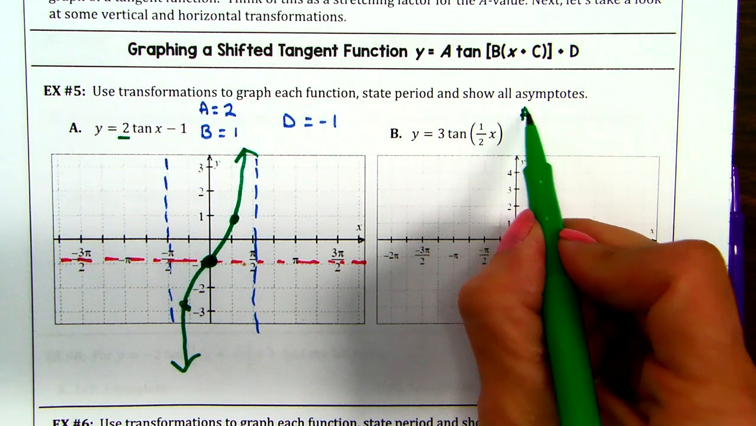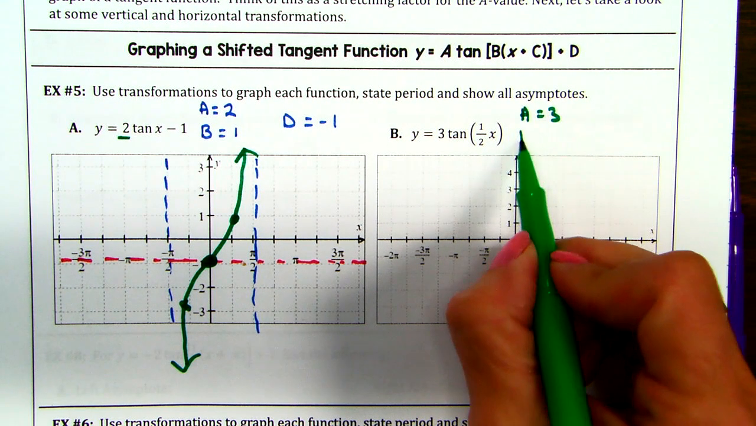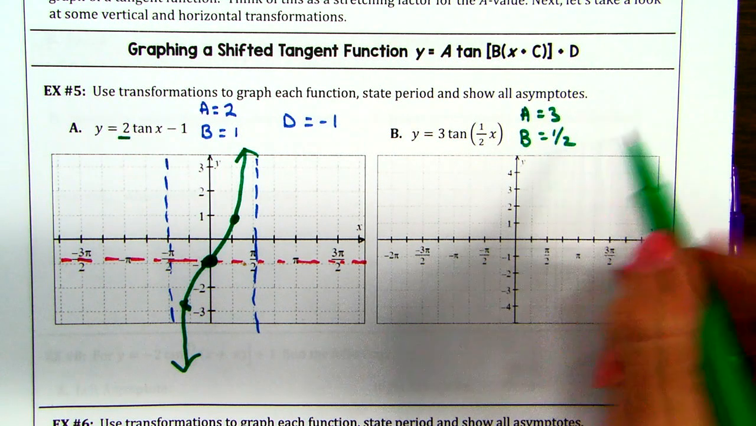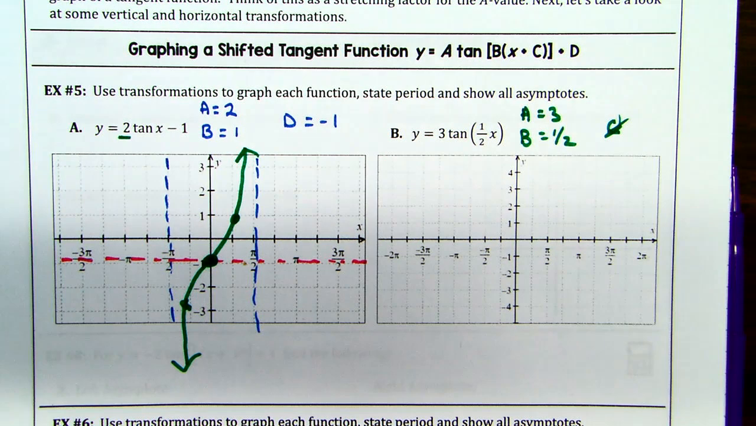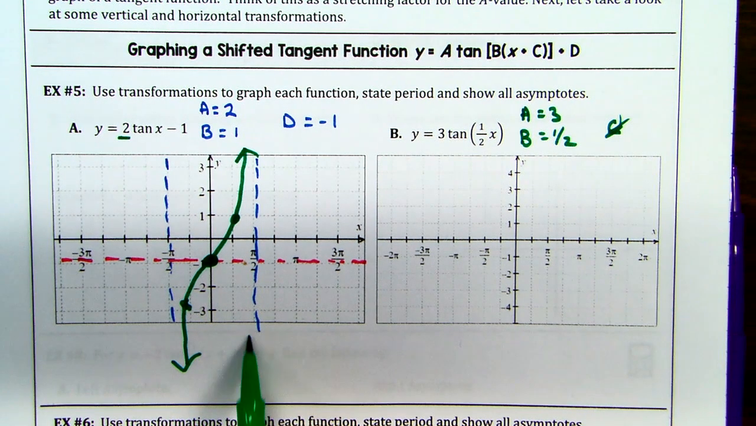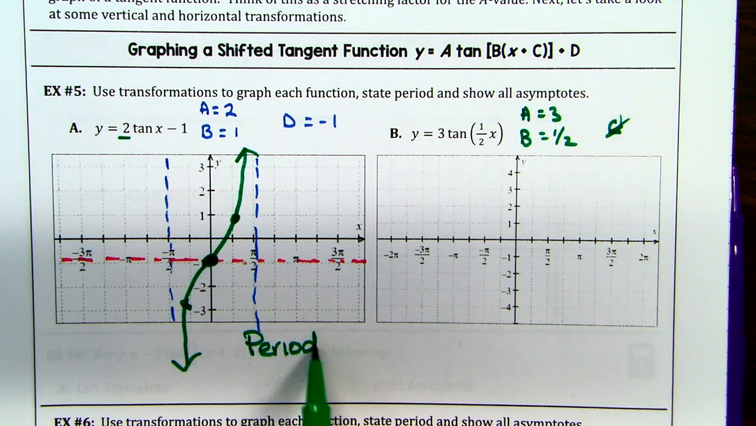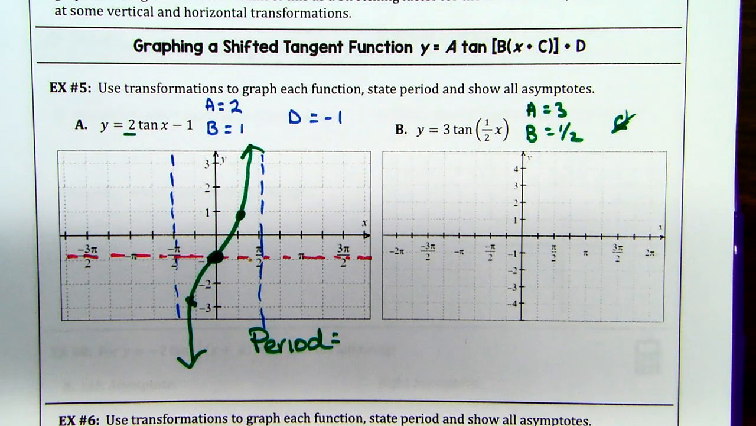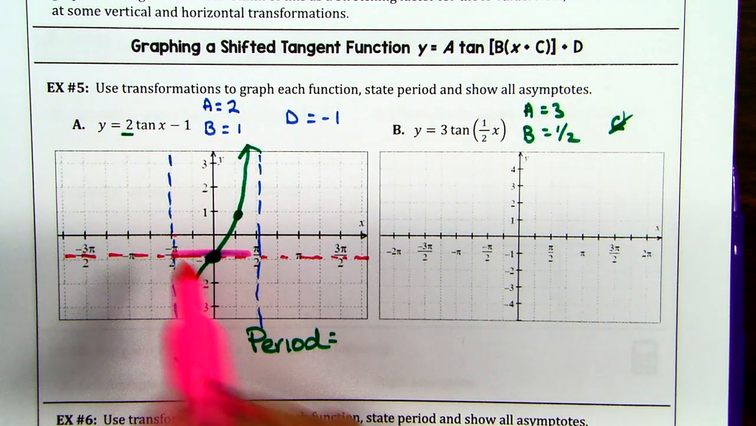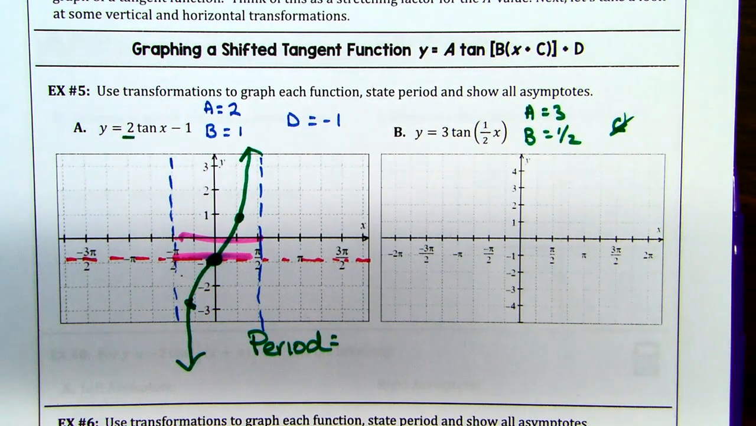We have A is 3, B would be 1/2, and C and D we don't have. Oh, I forgot. This asks for the period as well. So let's go over that, because I had questions about that all day today. The period is how much of the x-axis you use. This is important. Okay, so sorry, but I have to go back. How much of the x-axis we use to make our squiggle.